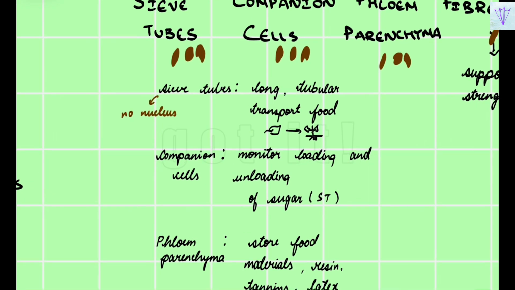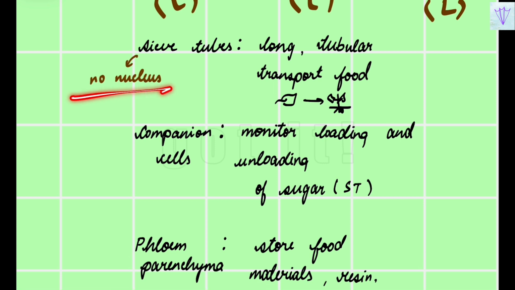And the sieve tubes, when you read about them, lack the nucleus because they have to accommodate a huge amount of food. They have no nucleus and they are long and tubular in nature. And they will transport food from the leaf to other parts of the body.